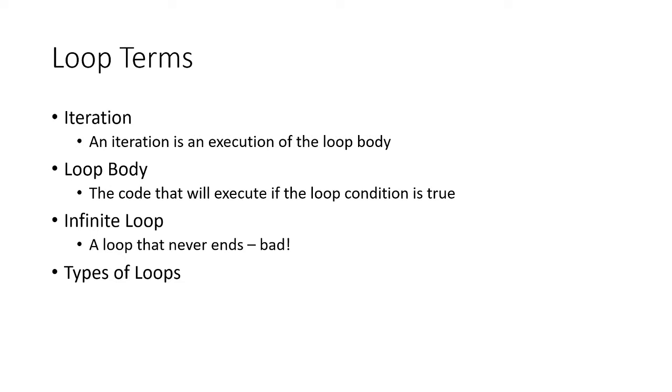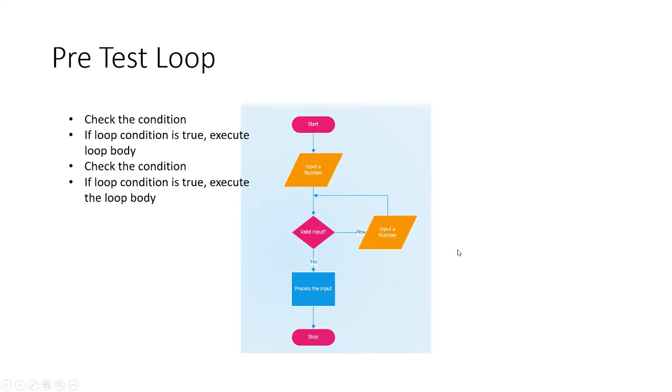Whenever we're working with loops, certain terms are very important. An iteration is one execution of the body of the loop. The loop body is that code that will execute if the loop condition is true. So it's the code contained within the opening and closing curly brace. An infinite loop is a loop that never ends, and that's a bad thing. We don't like that. Now we can have some different types of loops.